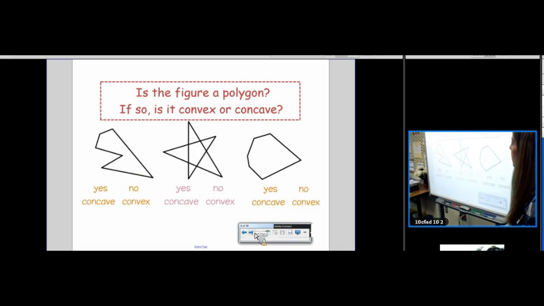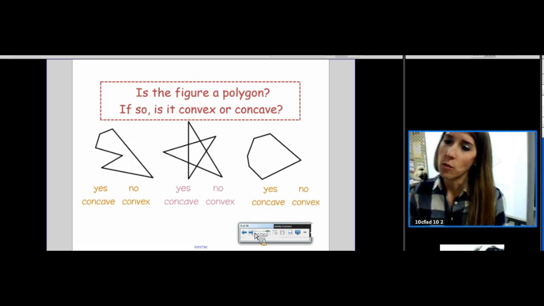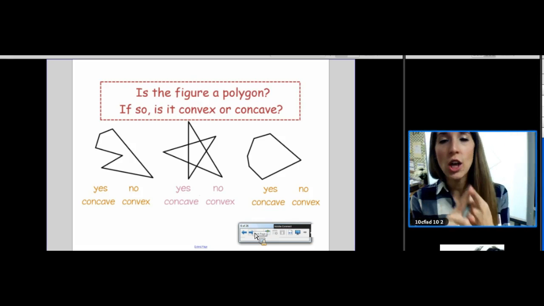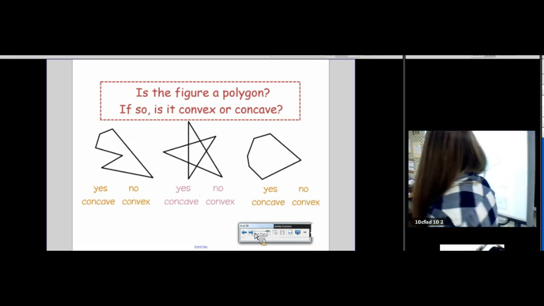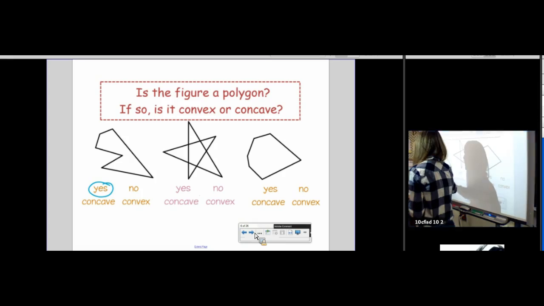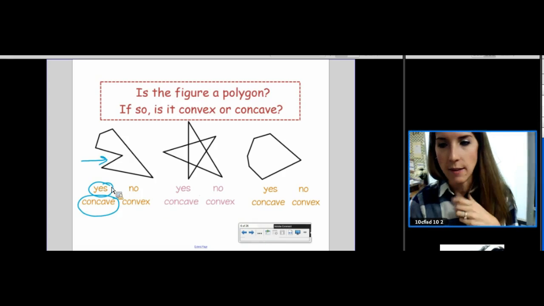So, is the figure a polygon? If so, is it convex or concave? Is that first figure a polygon? Well, it's following all the rules. It's a closed plane figure. Its sides are segments. So yes, it's a polygon. But it is a concave polygon because one of the sides is caved in.